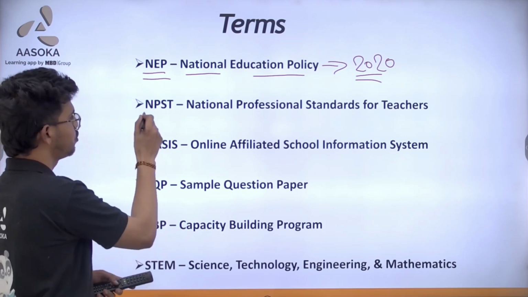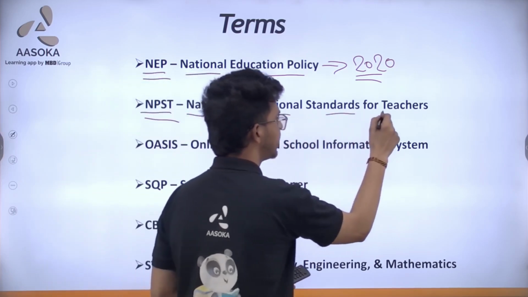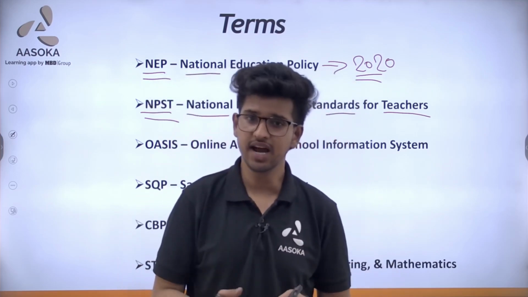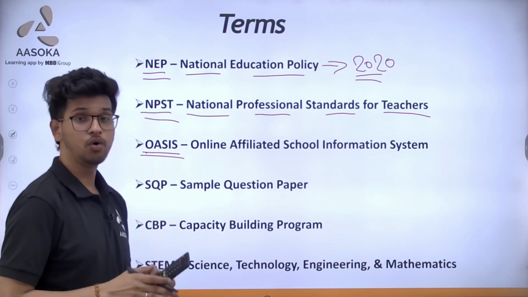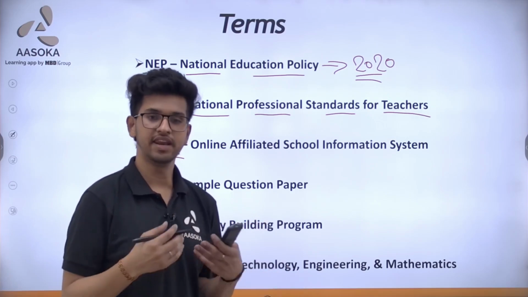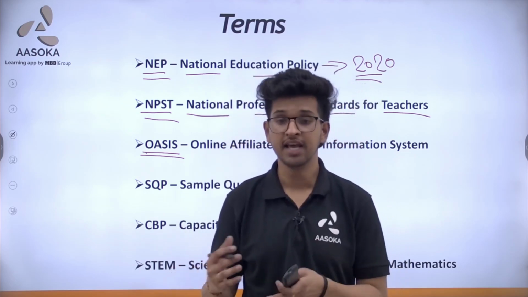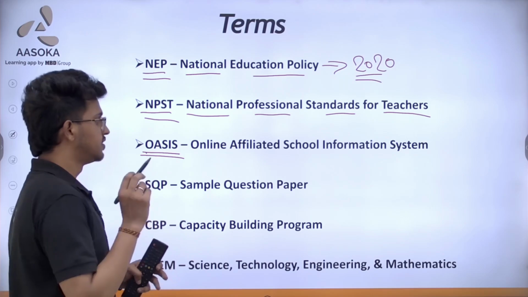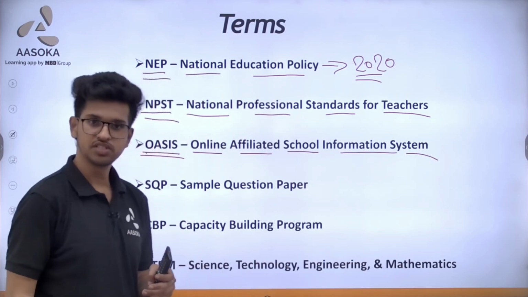Next term is going to be NPST. NPST stands for National Professional Standards for Teachers. What the NPST are going to be, we'll be discussing in the further training session. Next term is going to be OASIS. As a school person, you all are aware that whenever any kind of training is conducted in your school, you keep the record of that. When you keep the record, you update it on the OASIS portal. So OASIS stands for Online Affiliated School Information System.